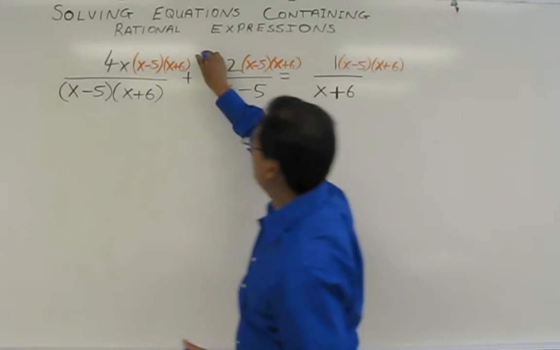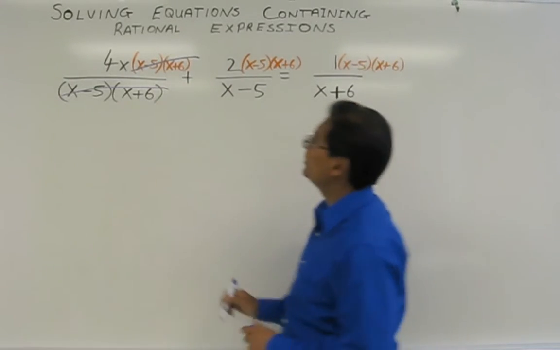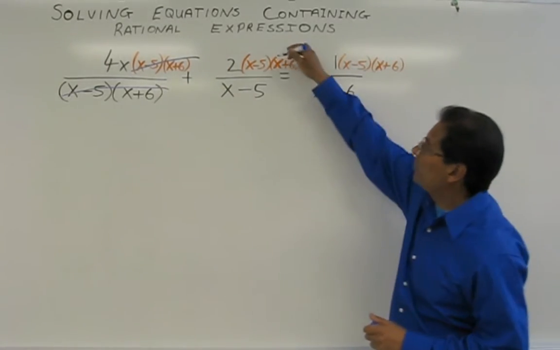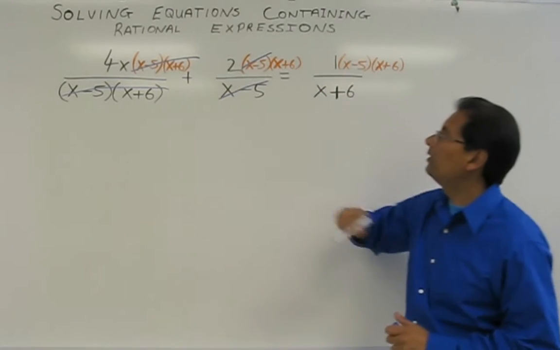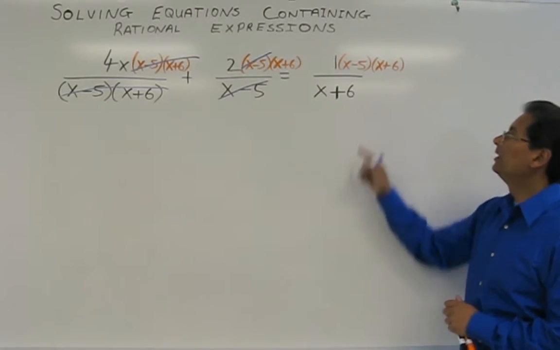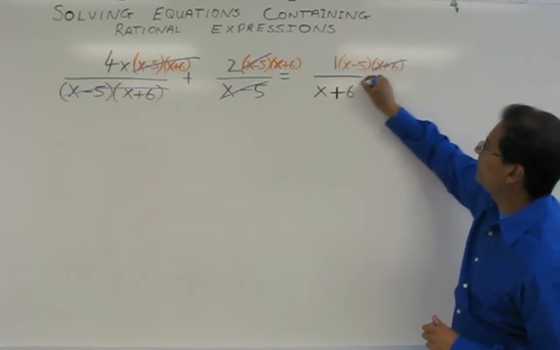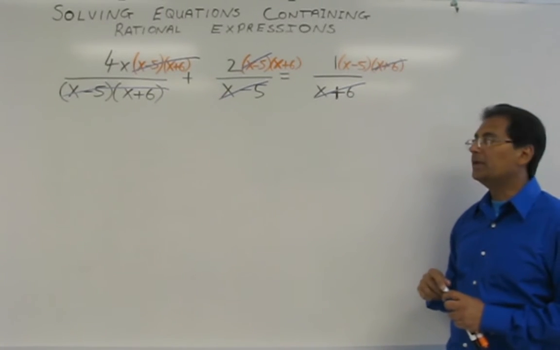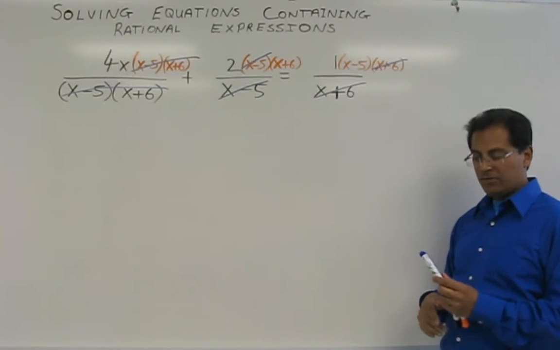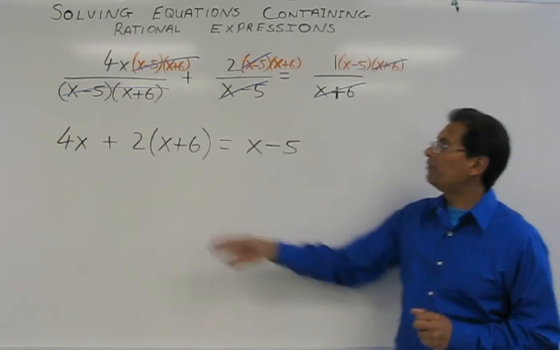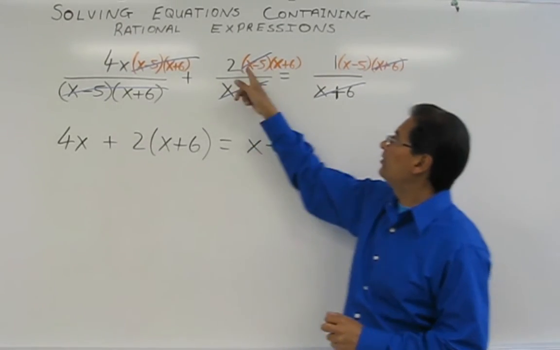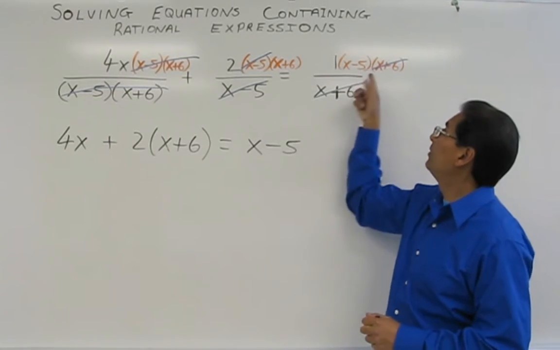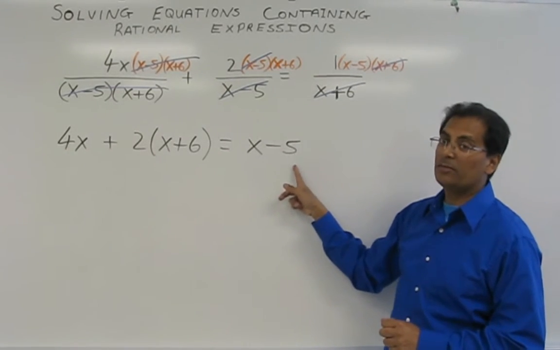Notice these two cancel out here, leaving with 4x. Here, x minus 5 will cancel out with the one below to leave me with 2 times x plus 6. Here, x plus 6 will cancel out with x plus 6 to leave me with x minus 5 on the top here. So let's rewrite our equation now, what's left. So we have 4x plus 2 times x plus 6 equals x minus 5, 1 times x minus 5.